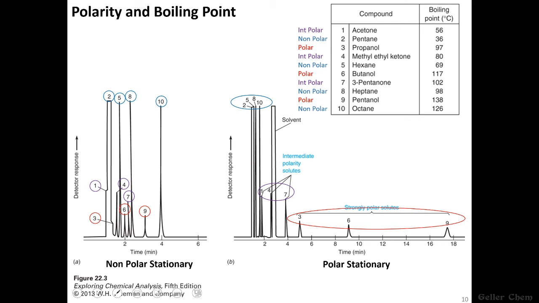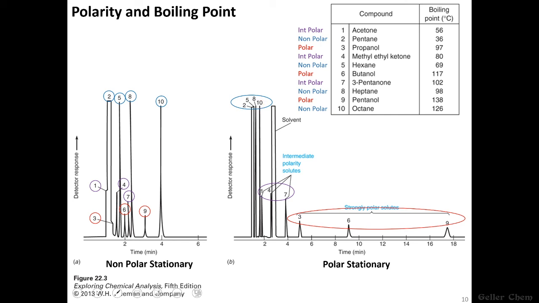We can see that in this case, the polarity differences really help separate our three categories of compounds from one another. All of our nonpolar compounds elute first in order of increasing boiling point. Then the intermediately polar solutes come out next, again in order of increasing boiling point. And finally, the strongly polar solutes make it out in order of increasing boiling point.